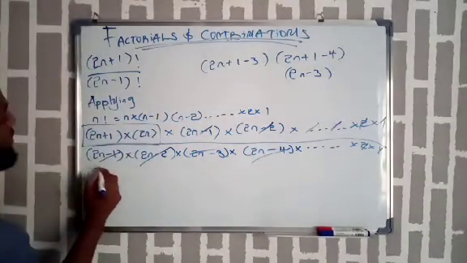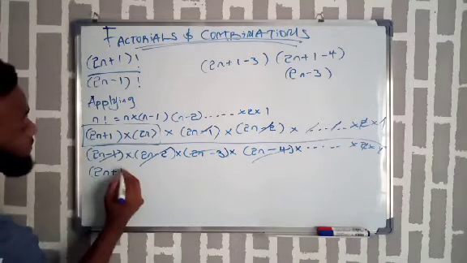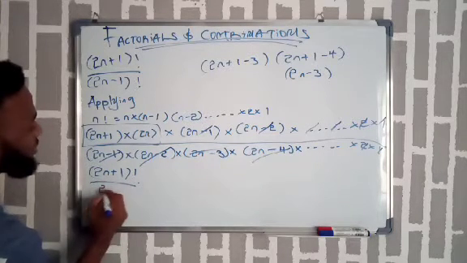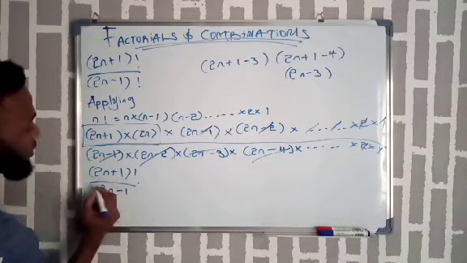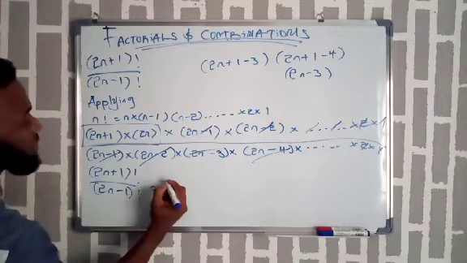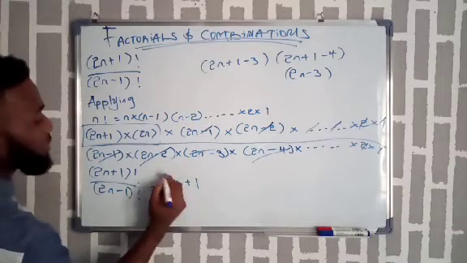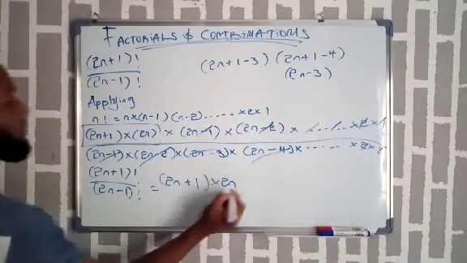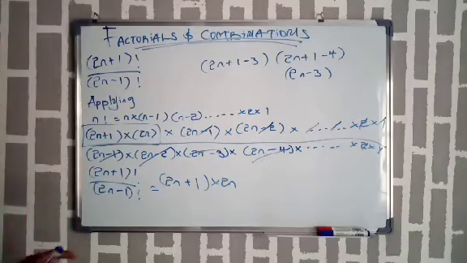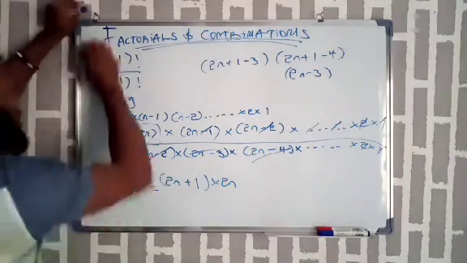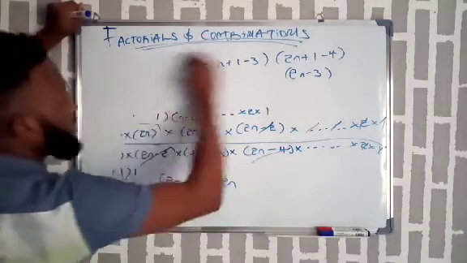The final answer would be 2n plus 1 multiplying 2n. These are just basic, very simple examples. I'm just trying to make you understand what factorials are.